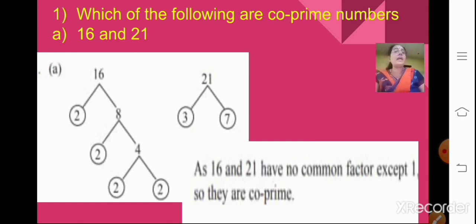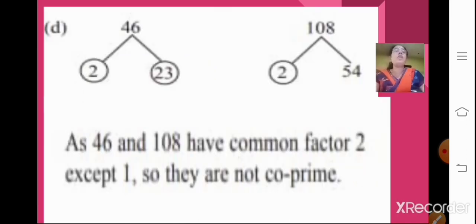Coming to the next sum, the numbers 46 and 108. Okay. Now see here, the number 46, if we start with the prime number 2, 2 23s are 46. Now 23 is a prime number. You cannot divide it further. So the prime factors of 46 are 2 and 23.